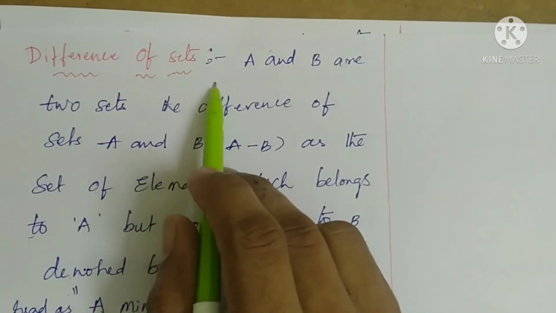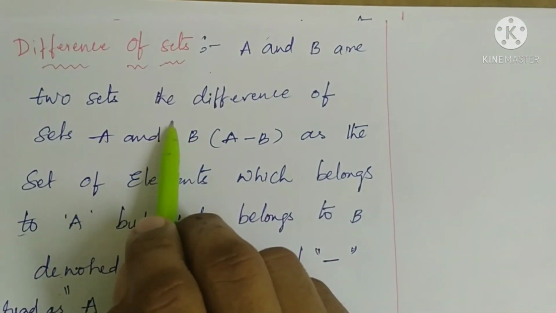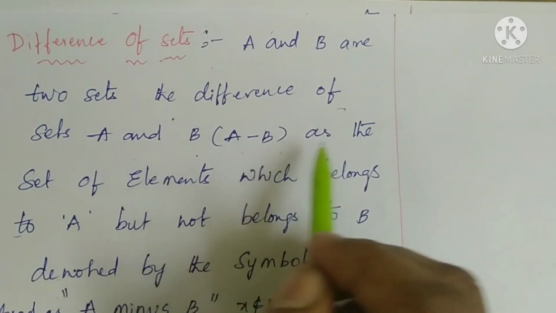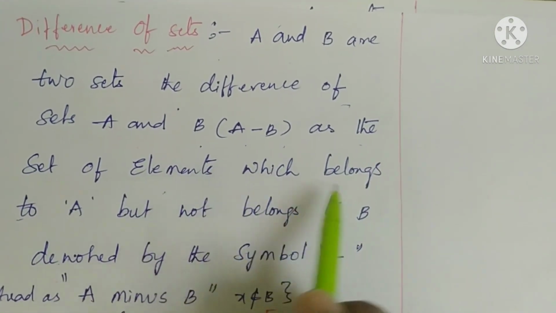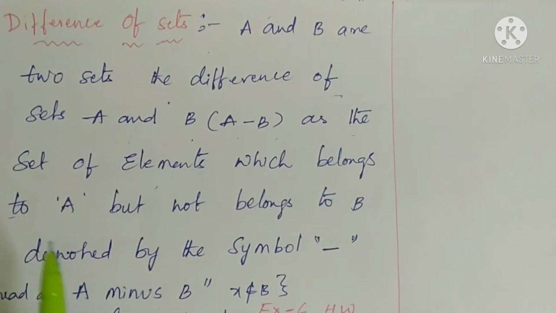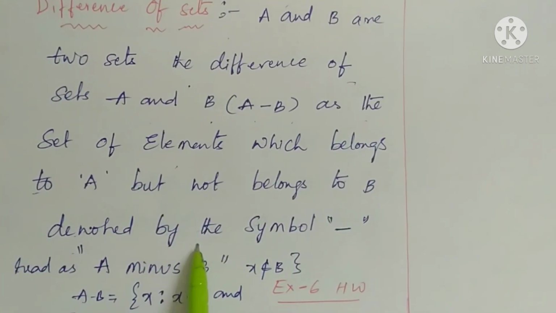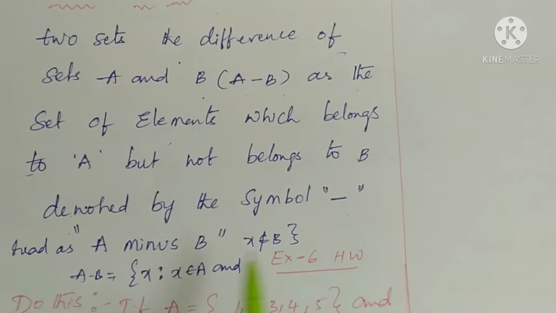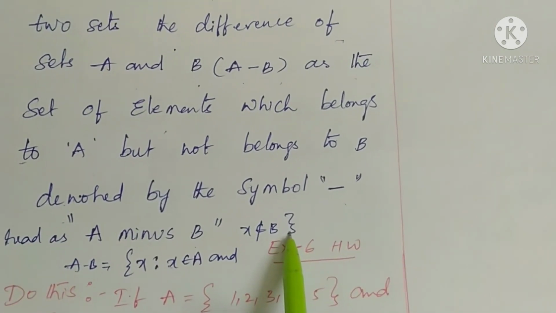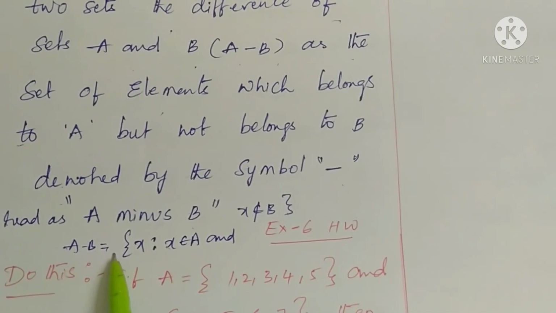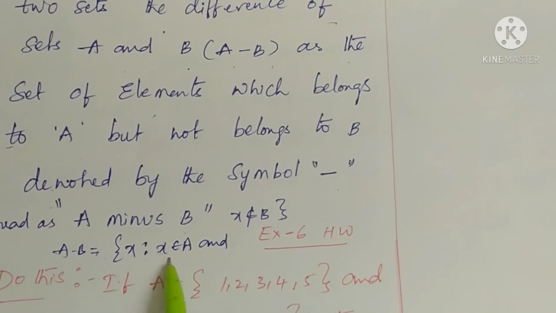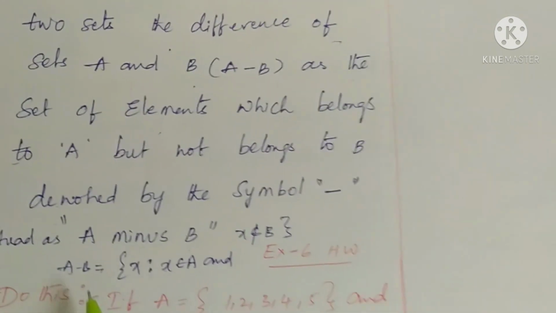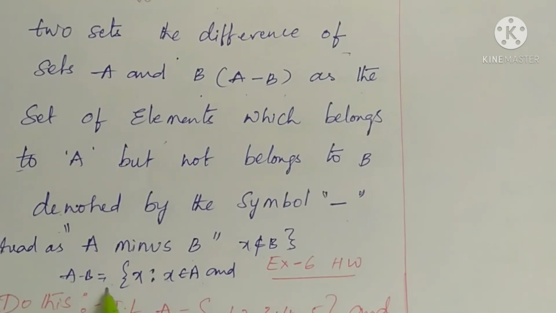Difference of sets. If A and B are two sets, the difference of sets A and B, that is A minus B, is the set of elements which belong to A only but do not belong to B. It is denoted by the symbol minus, read as A minus B. So A minus B is equal to the set of X such that X belongs to A and X does not belong to B.